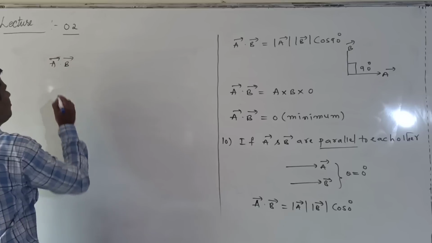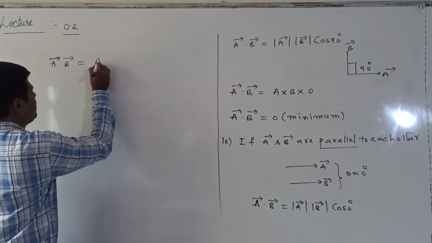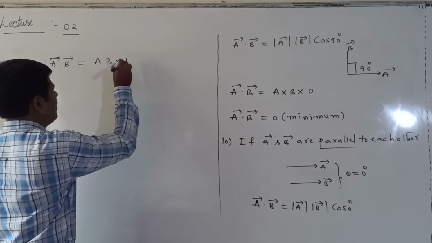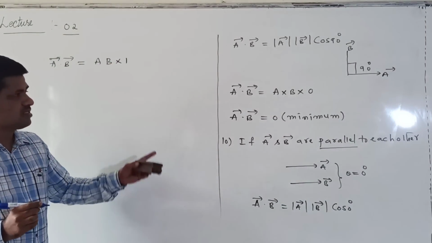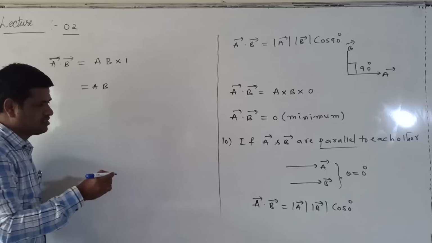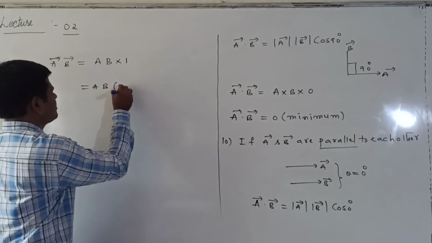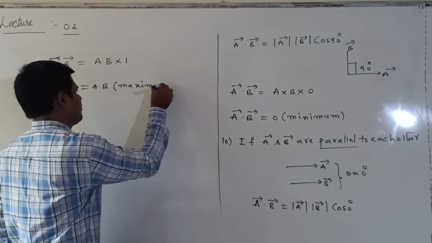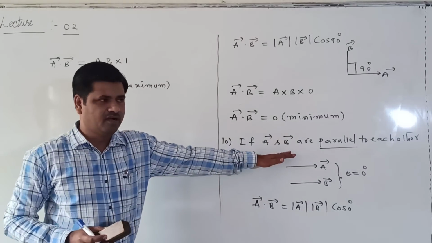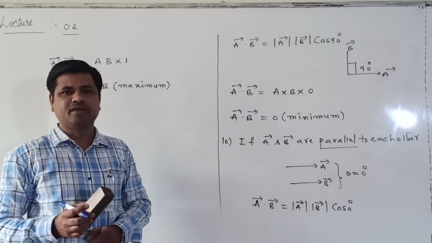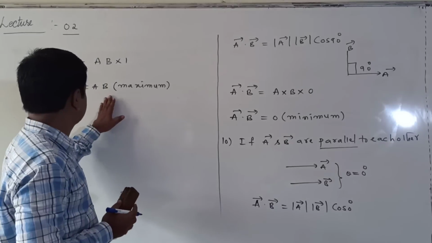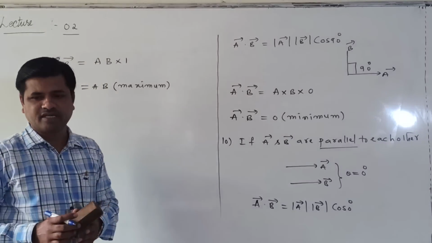A bar dot B bar is equal to mod A bar, which is A, the magnitude of A bar, and B, the magnitude of B bar, into cos 0, whose value is 1. Cos 90 value is 0, cos 0 value is 1. Now we are getting AB. This is called the maximum. When maximum, A bar and B bar are parallel to each other. When minimum, A bar and B bar are perpendicular to each other. Perpendicular means the dot product is 0. Parallel means the dot product is AB, which is the maximum value.